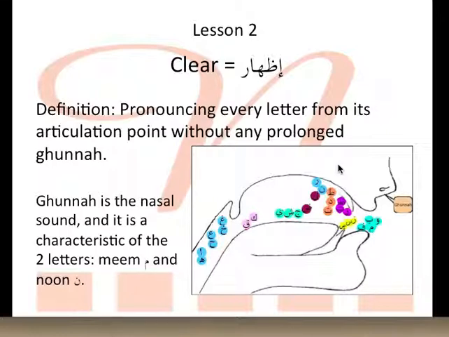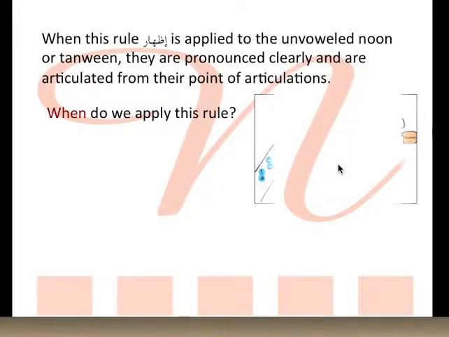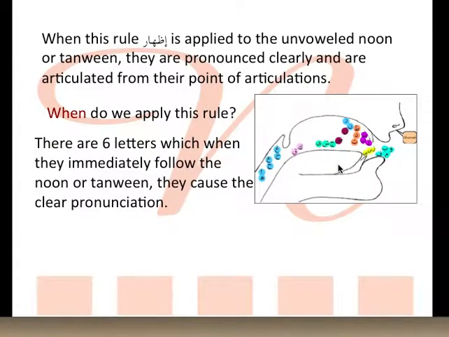Once we see the noon or tanween with the hukm clear, we have to read them clearly. When this rule is applied to the unvoweled noon or tanween, they are pronounced clearly and are articulated from their points of articulation. When do we do that? There are 6 letters which, when they immediately follow the noon or tanween, cause the clear pronunciation. Those 6 letters are the blue letters here, from the throat.